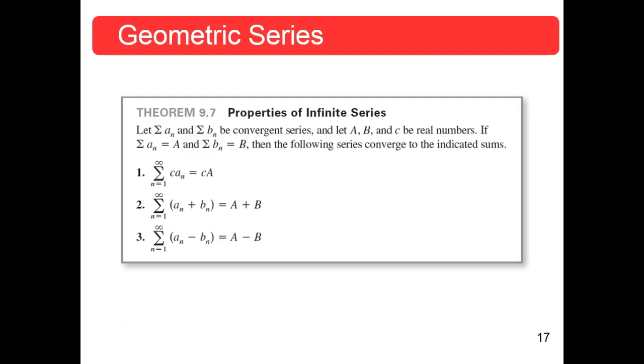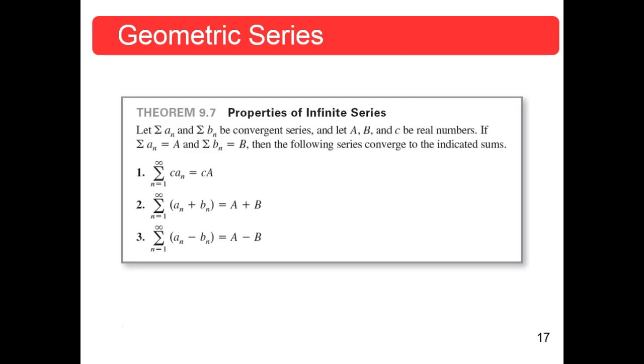So if you have a summation, n equals 1 to infinity. Now we're looking at just infinite series. These are not necessarily geometric anymore. We left those already. These are just convergent series. N equals 1 to infinity of c times a sub n, you pull the c on the outside, and that's c times the summation of a sub n, but we know that to be A, so that's c times A. There's one. That's the constant multiplier rule.